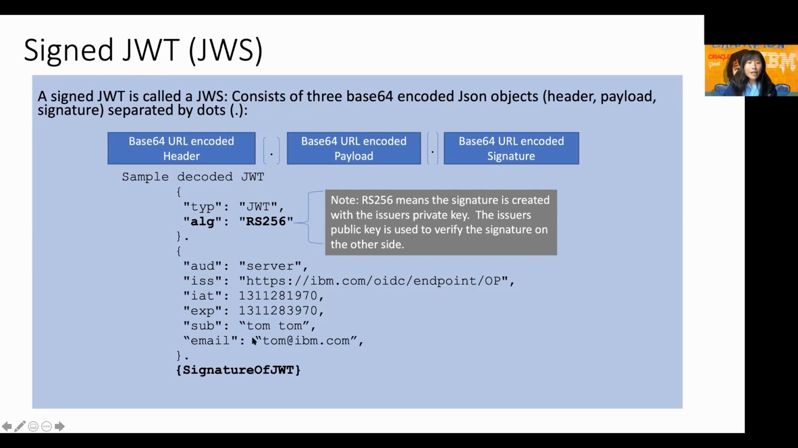And then the second part is the payload. You can see this is all claims. And then finally is the signature. So this is kind of using a MAC code to be able to encode this JWT payload. These 3 parts are separated using a dot.